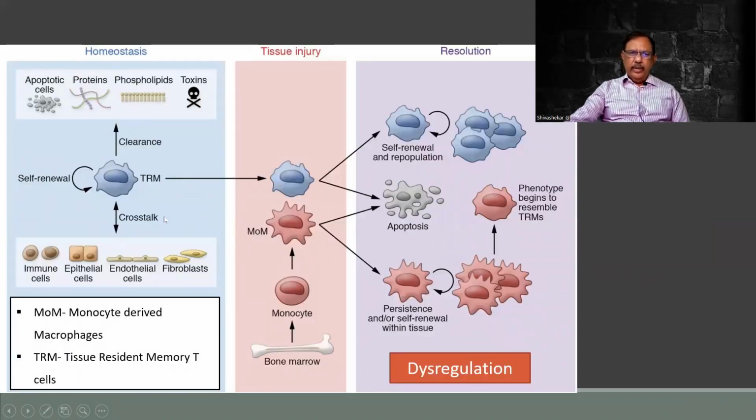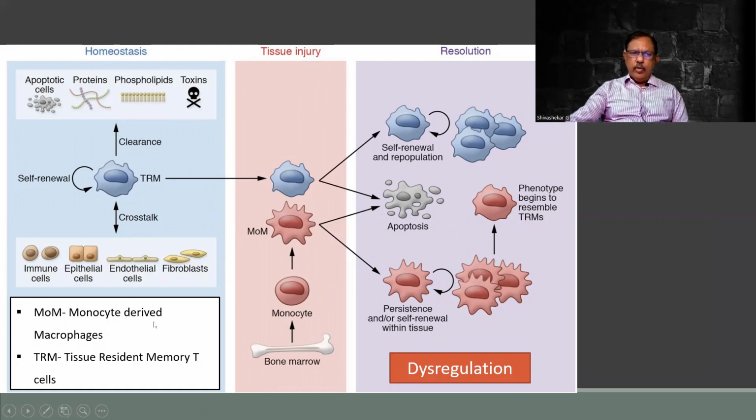And this is one. So you find this particular diagram, I would like you people to kindly pay your attention and revise, draw. There are two important things. One is TRM and other is MDM. TRM is tissue resident memory T cells. And from this, you find that there is a kind of an understanding between the other cells such as the endothelial cells and the epithelial cells. And it can lead to the activation of the clearance of the various things such as toxins, phospholipids, etc. Helps in homeostasis.